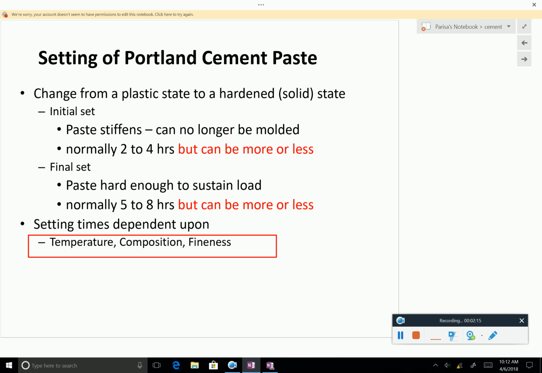Last time I showed you that cement has different components, and then each one of them has different strength gain properties. And also temperature. Normally increasing temperature will accelerate setting.